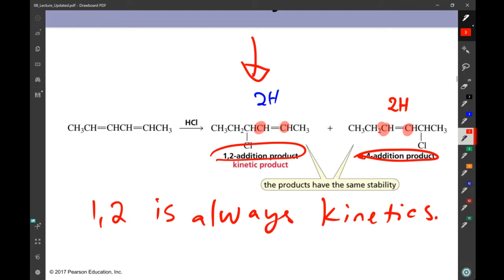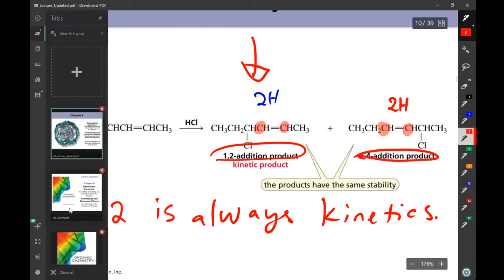That's what you guys need to keep in mind. And to be able to know which product is kinetic and thermodynamic, a notion of the mechanism is important for you guys. Knowing the mechanism is important. Now, let's have a practice problem. Let me give you guys this short practice problem and let's see.